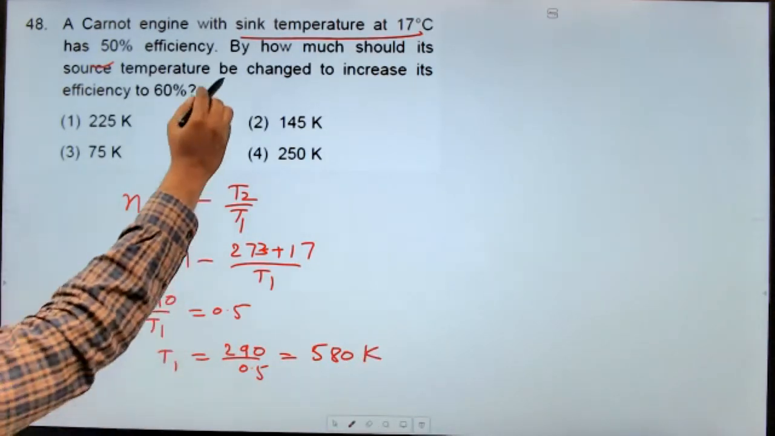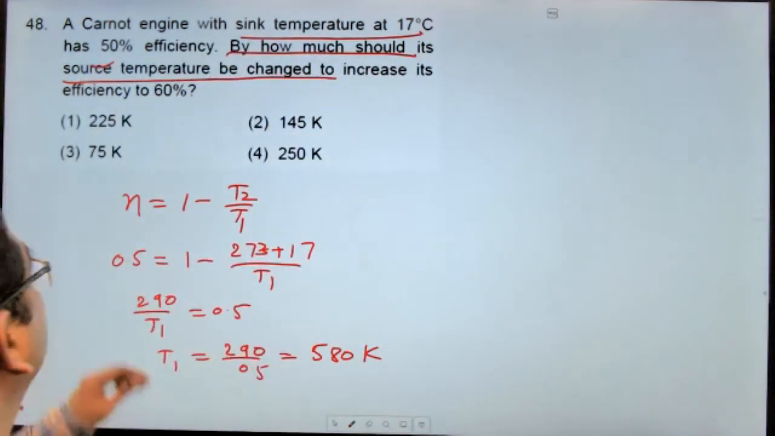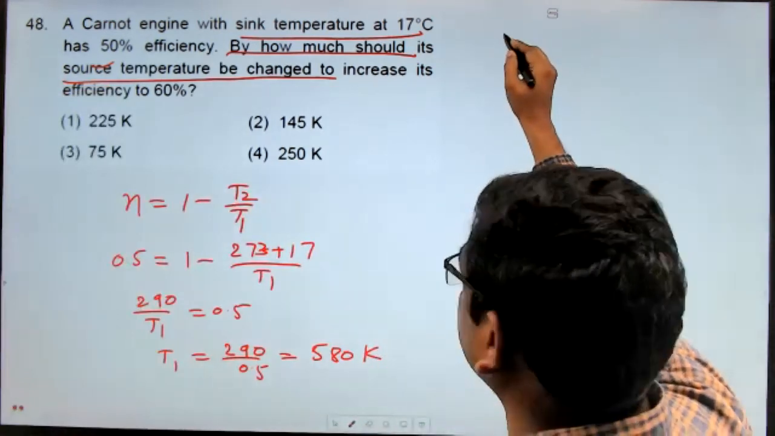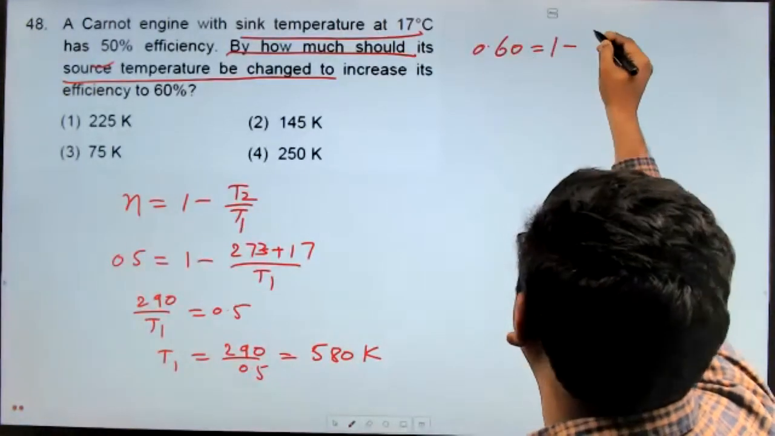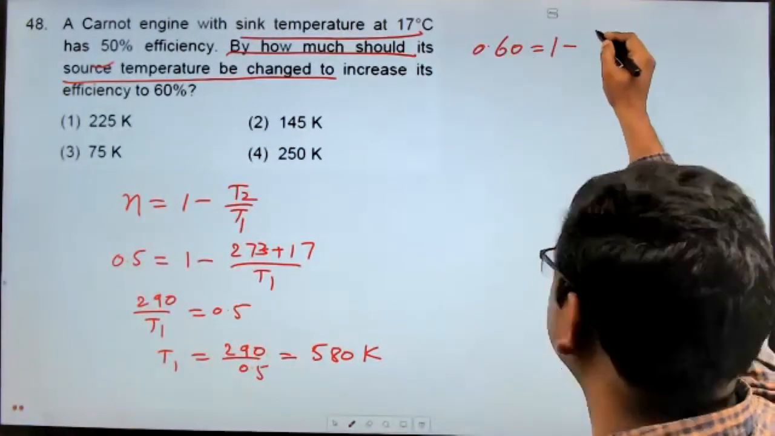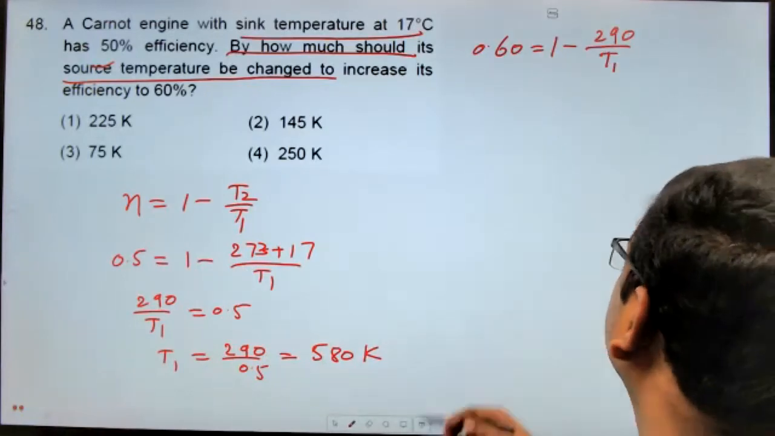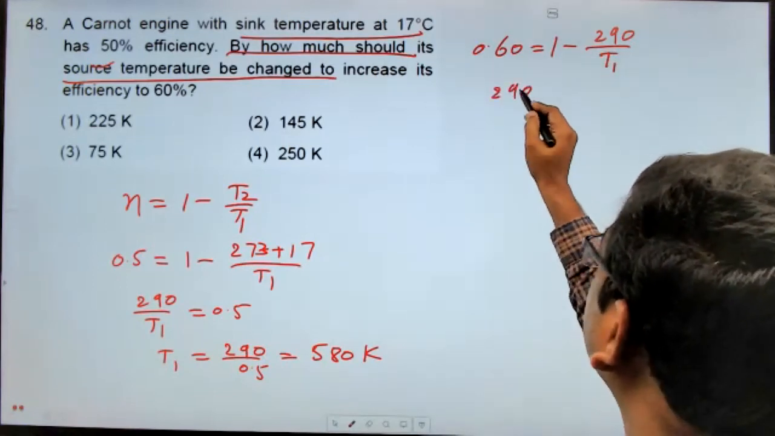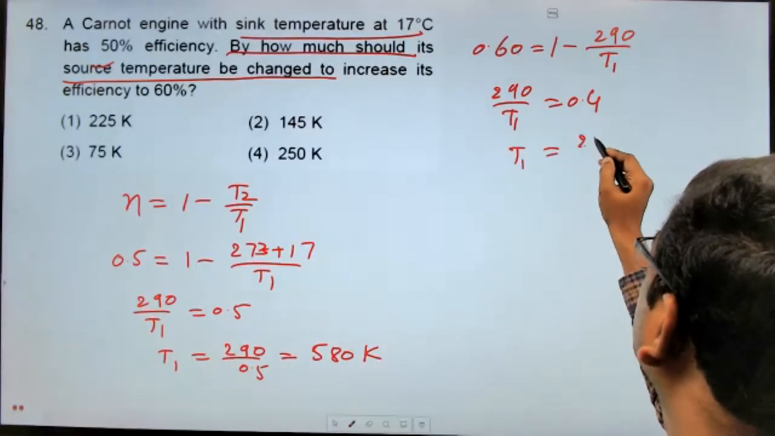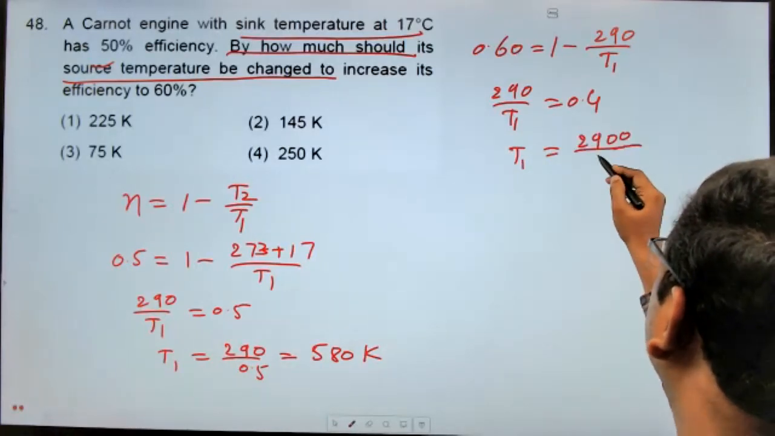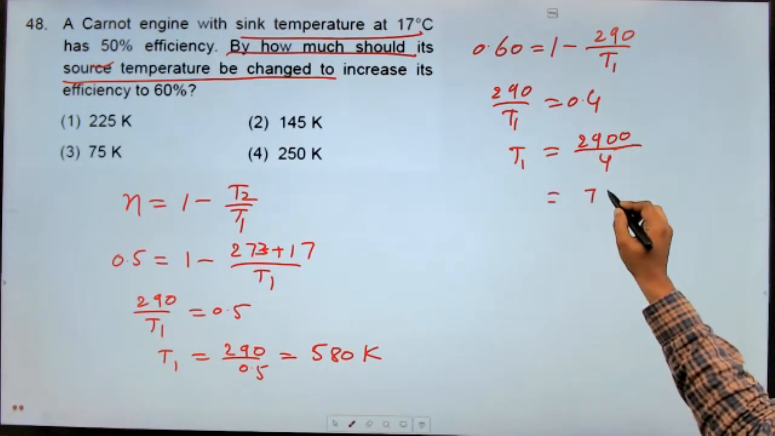Next, by how much should its source temperature be changed so that efficiency increases to 60%? New efficiency 60%, that means 0.6 equal to 1 minus T2 is the same only, that means 290 by T1. We need to calculate again for T1. So 290 by T1 equal to 0.4. So T1 equal to 2900 by 4. How much it is? So 7 times 125.